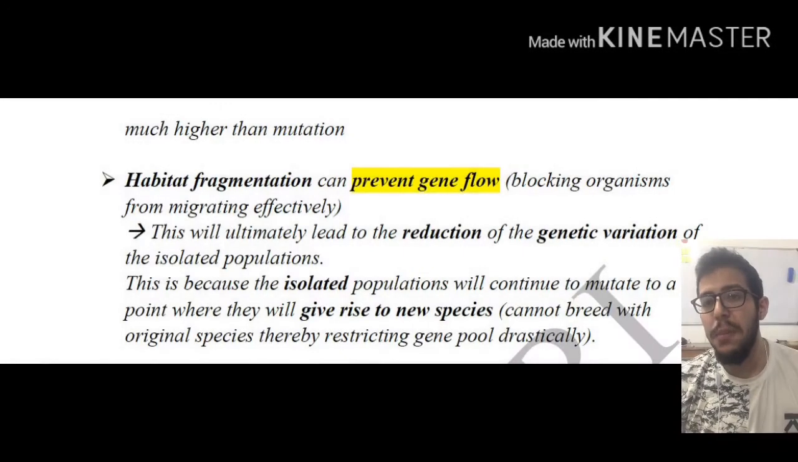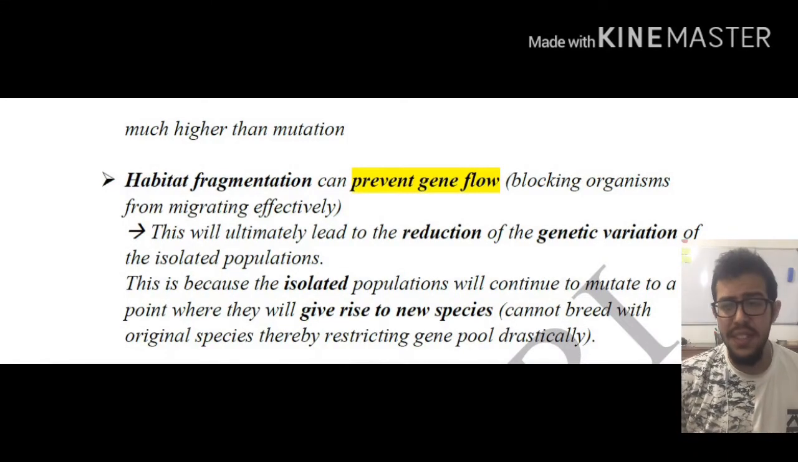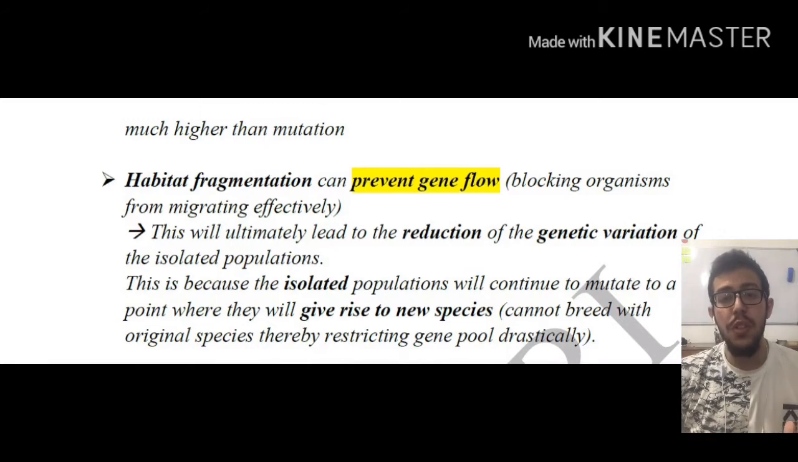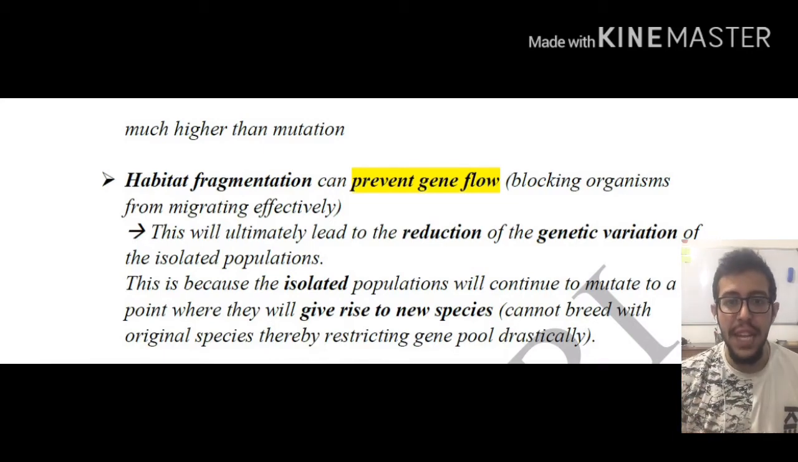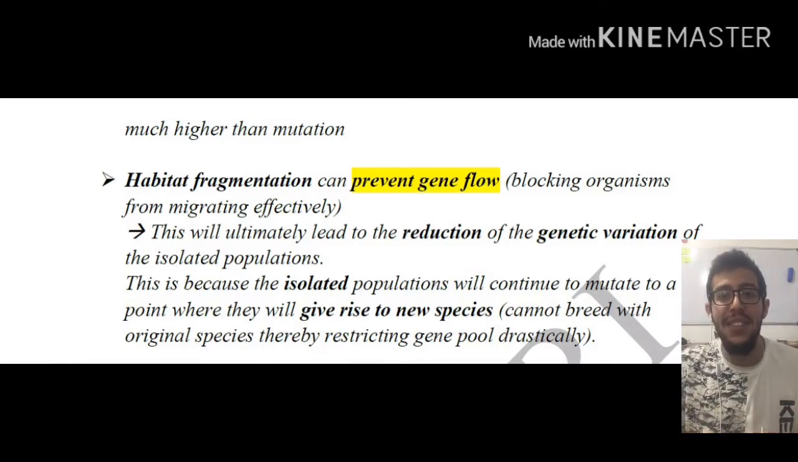Now, habitat fragmentation is a point that we're going to be talking about extensively. It prevents gene flow, and the reason this happens is that it blocks organisms from migrating effectively and breeding with one another. This will ultimately lead to a reduction in the genetic variation of these isolated populations.